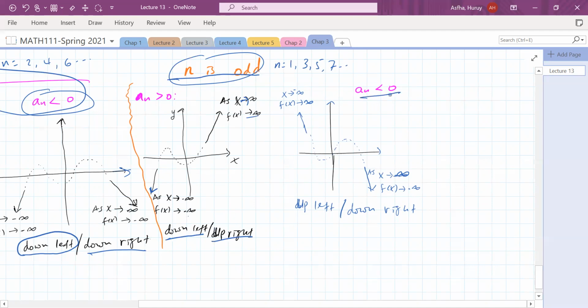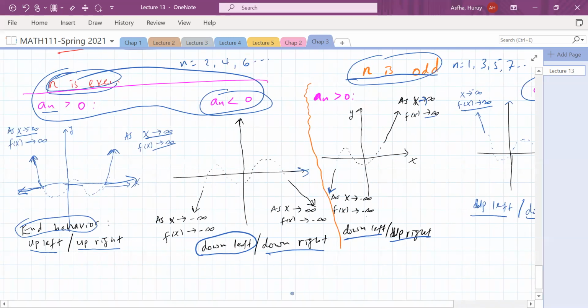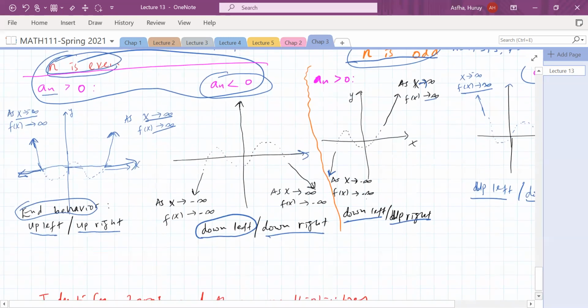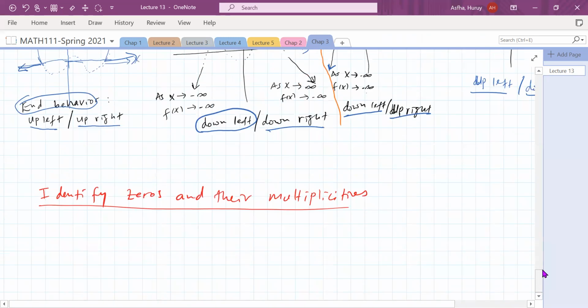And this is the opposite. If the leading coefficient is less than 0, then as x goes to negative infinity, f of x goes to positive infinity, and the opposite. So we have up left and down right. This is down right. Therefore, again, just by knowing a_n and n, we can determine the end behaviors of the graph of f of x.